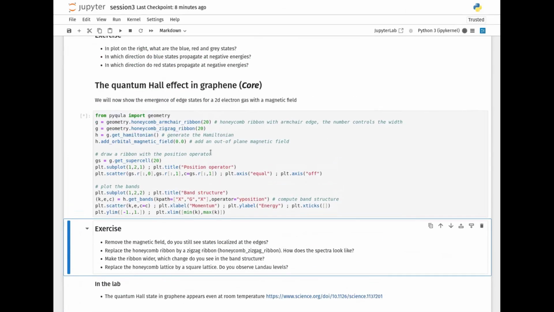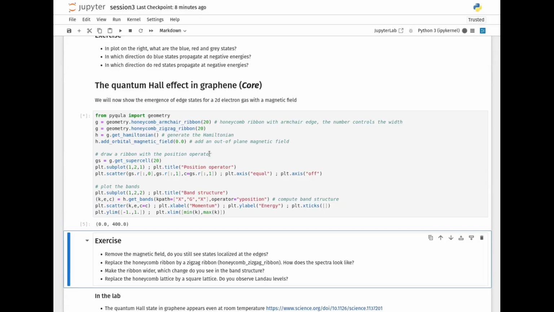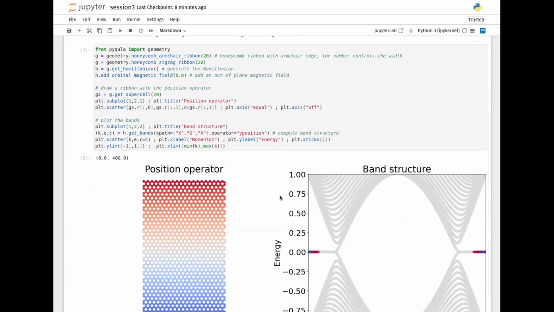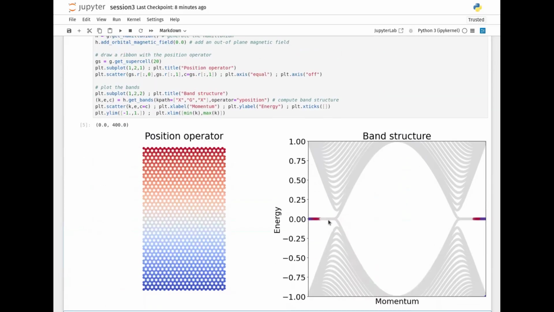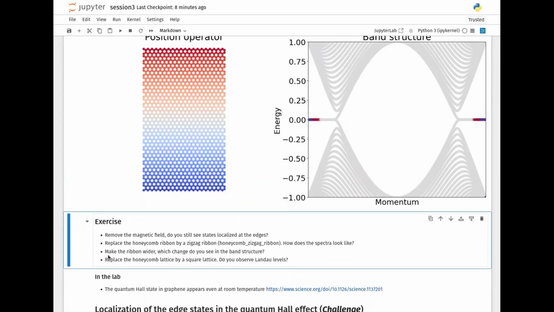And so what we are going to see here is that now we are going to have edge states. And this effectively comes from the fact that zigzag and armchair have different edge states. In particular, zigzag has topological edge states. So you see that here there are some bands that are very, very flat. These bands correspond to states that are localized here on the top edge and on the bottom edge.